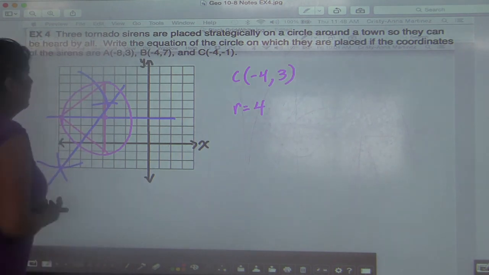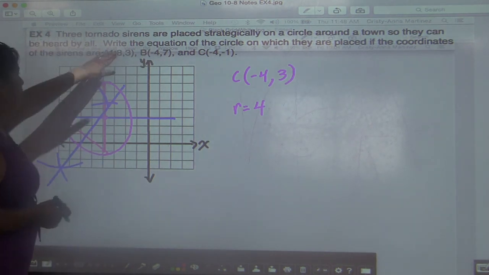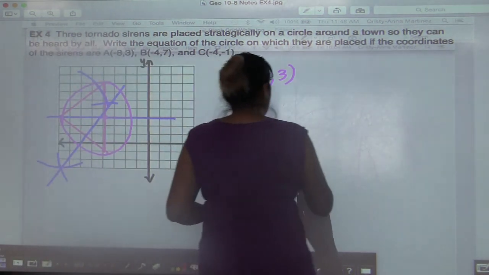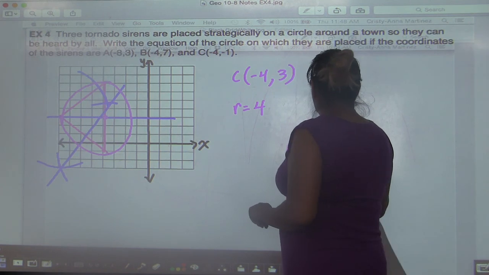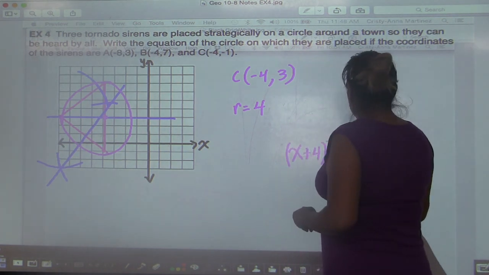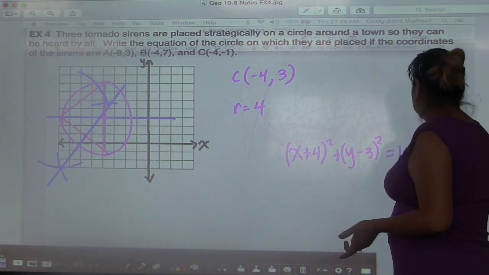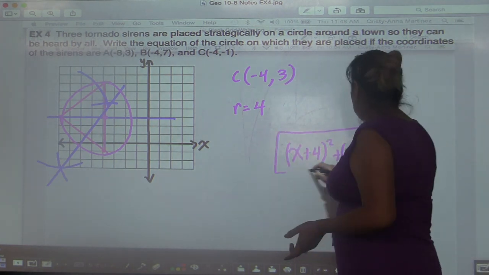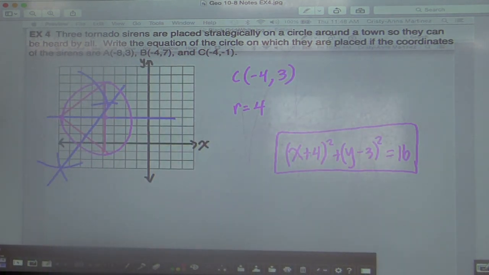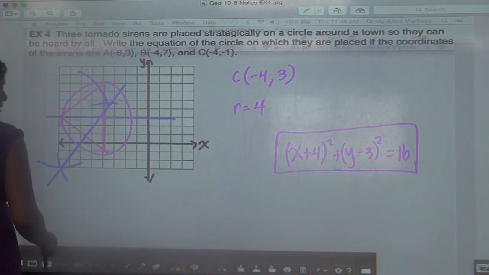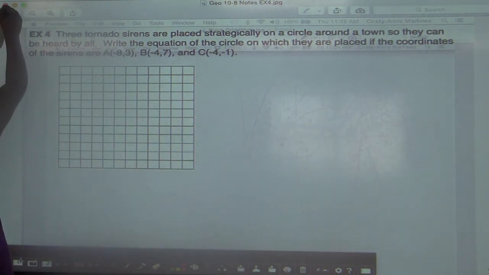And now I have all the information that I need to write the equation of the circle. So it's going to be x minus -4, and then y minus 3, and then equals radius squared, so 16, and this would be the equation of the circle that would work. Alrighty, so that's how you do example 4. And then I'm going to give you the do-it-yourself question coming right up.